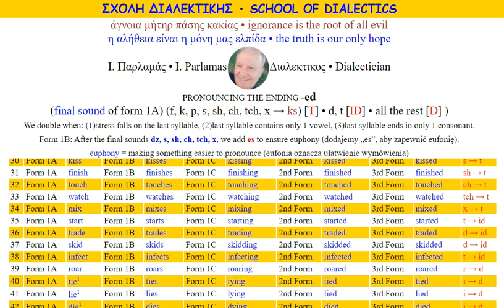I forgot mix, sorry, mix. So the final sound is X. But remember, X is a double consonant. So we don't double because the third condition breaks. It ends in one consonant, but this consonant is a double consonant, so we don't double. And we say mix, mixes. We must achieve euphony. Mixing, mixed, mixed.